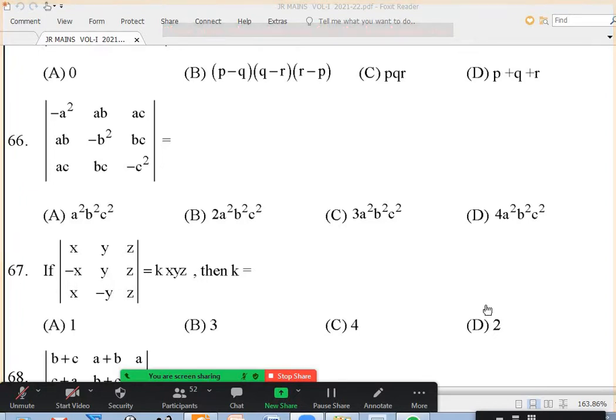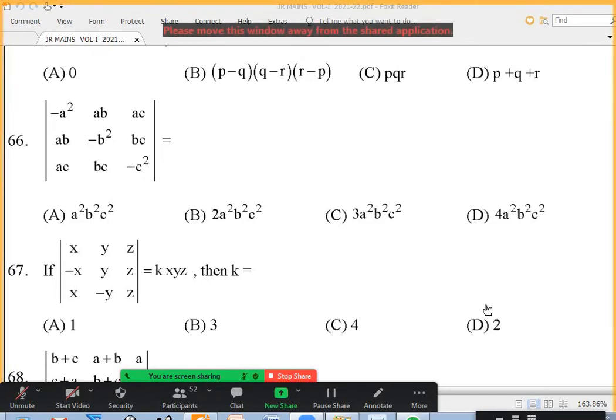Anybody want to tell how to do 66? Sir, in 66, we can directly multiply the diagonal elements. Just expand directly. You can expand by the arrow method or any other method. Apart from that, anybody want to tell anything else for 66? Sir, first taking common from R1, R2, R3. Yes, you can take a common. You can also take rows, and you can also take columns, right?